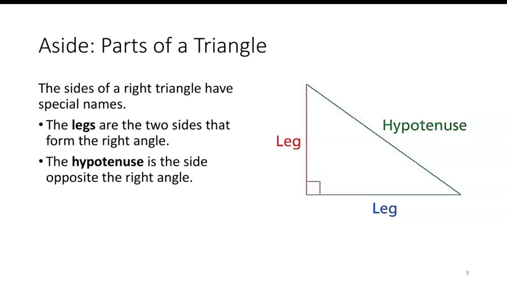The sides of a right triangle have special names. The legs are the two sides that form the right angle. The hypotenuse is the side opposite the right angle. Of the three sides, the hypotenuse will always be the largest.